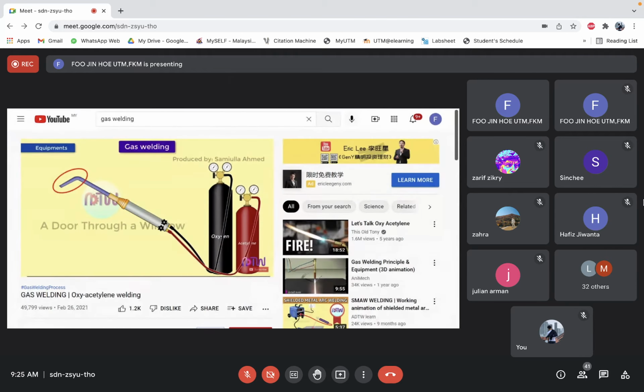Nozzle. The mixture of oxygen and acetylene comes out of this nozzle. The mixture of these gases comes out in pressure from the nozzle, and then is ignited by the striker.